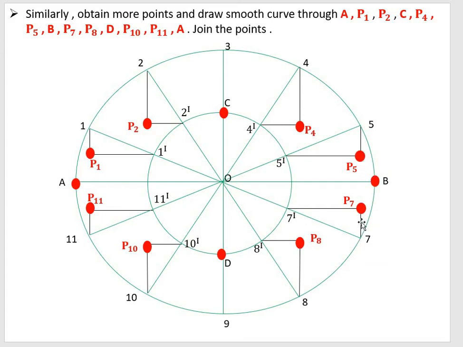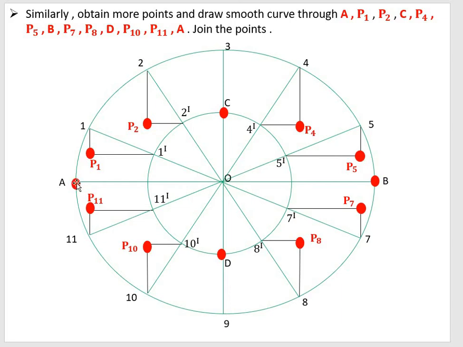From 7 drop one vertical upwards this time, and from 7 dash draw one horizontal. It will meet at one point, name it P7. From 8 erect one vertical, from 8 dash draw one horizontal. It will meet at P8. D you keep same as it is. From 10 you drop one vertical, from 10 dash one horizontal. It will meet at P10. From 11 drop one vertical, 11 dash one horizontal, it will meet at P11. Keep A same as it is.